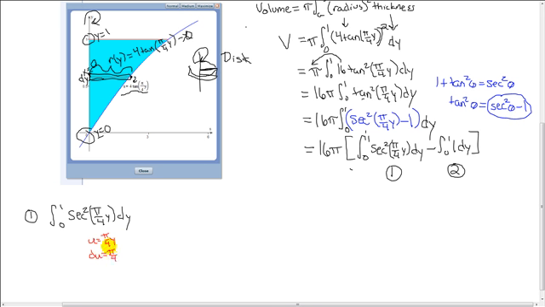Okay, so I'm going to let u in this integral equal pi over 4y. Then du is just the constant pi over 4. Here you have a constant times y, so the derivative is just the constant pi over 4, and then derivative of y, we'll just write dy.